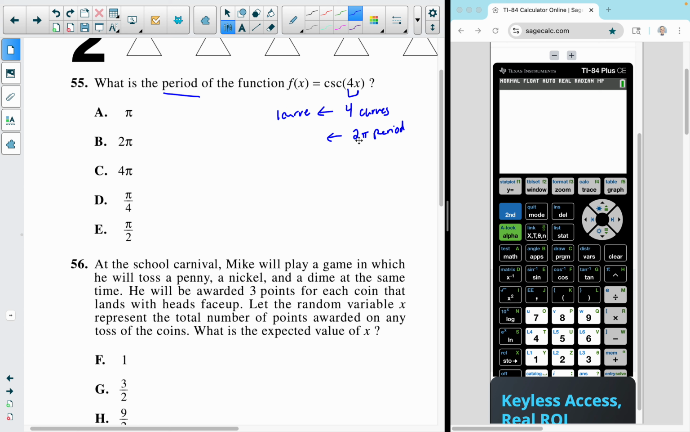So if I can do 4 in 2 pi, how many times do I go to 1? So I would actually just divide this by 4, divide this by 4. So 2 divided by 4 is 0.5 or 1/2. And this is, normally it's pi, so 2 pi, so it's 1/2 pi. So our answer is E. And another way you can remember this, the period is actually 2 pi divided by your b value, and in this case your b value is 4.